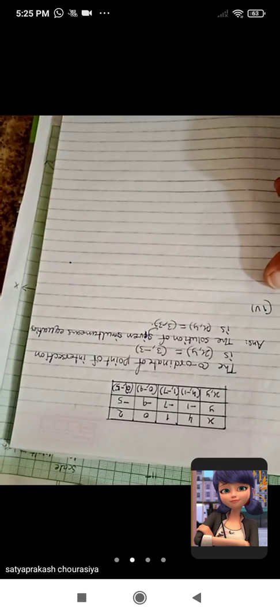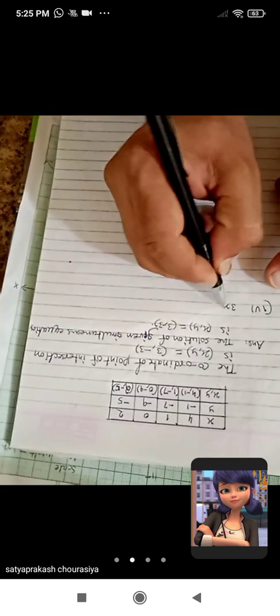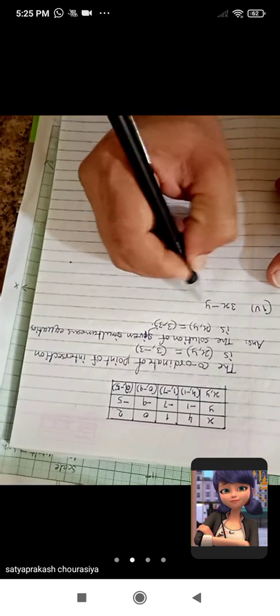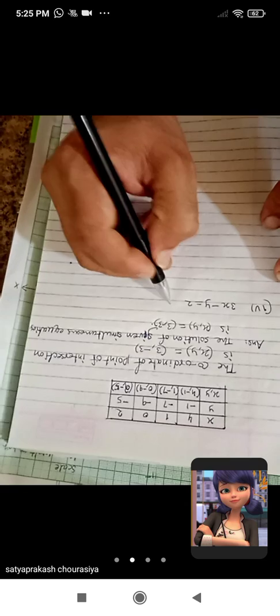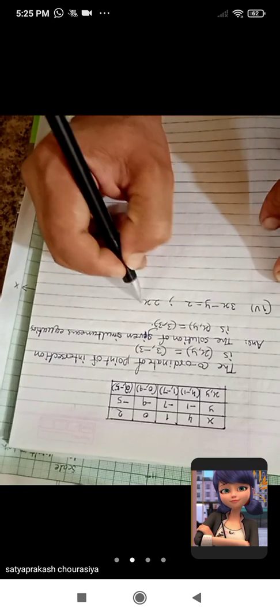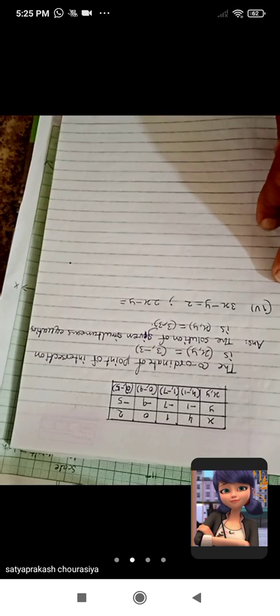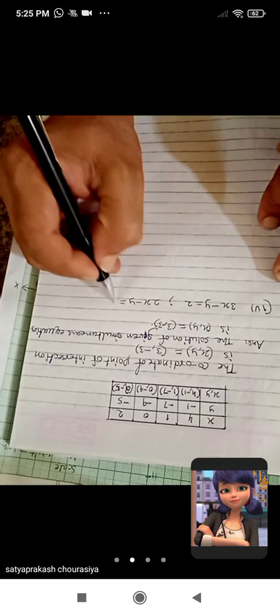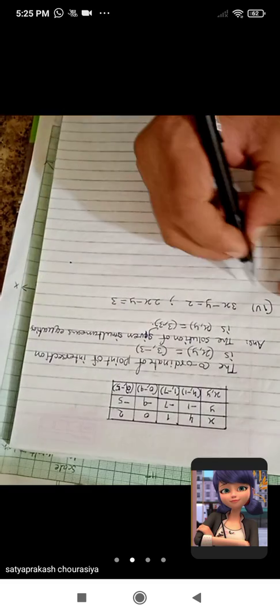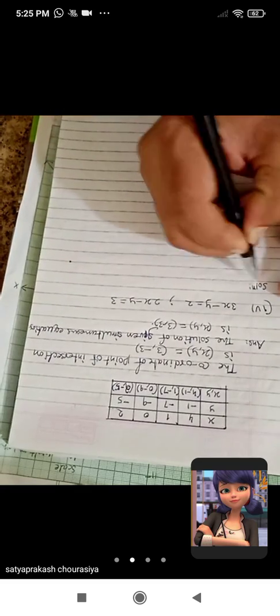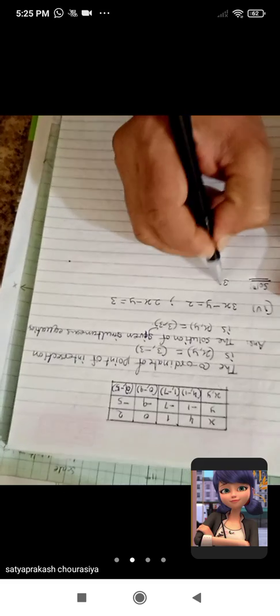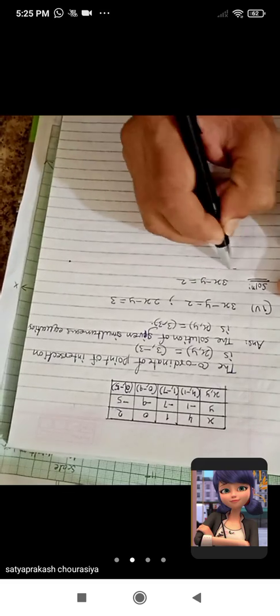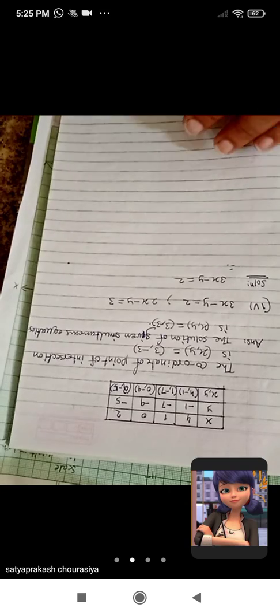Now this is the fourth one. The question is 3x minus y is equal to 2, and the second equation of this question is 2x minus y is equal to 3. Okay, now 3x minus y is equal to 2. Now you have to arrange the given equation.